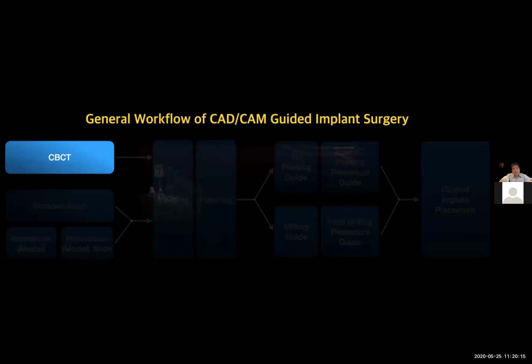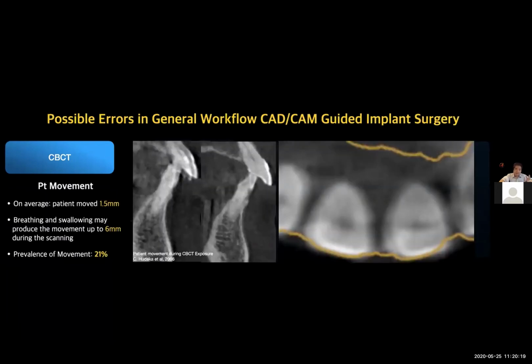Then let's look at the CBCT. What can be wrong with the CBCT? The first one is patient movement. When the patient takes the CBCT, it usually takes about 11 seconds or 15 seconds, right? However, depending on how we guide the patient, movement can make a big difference.